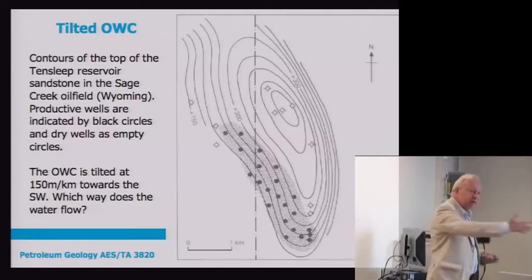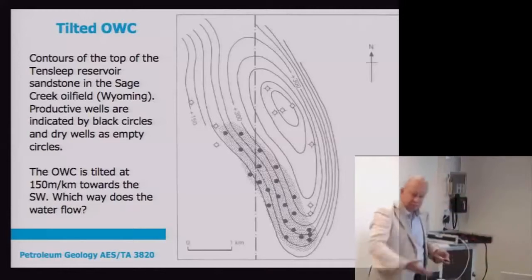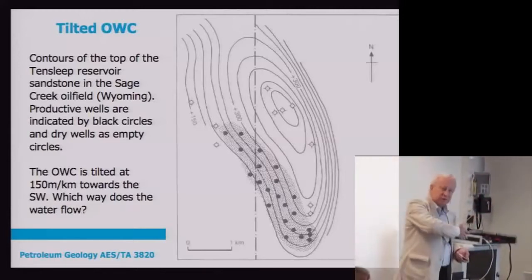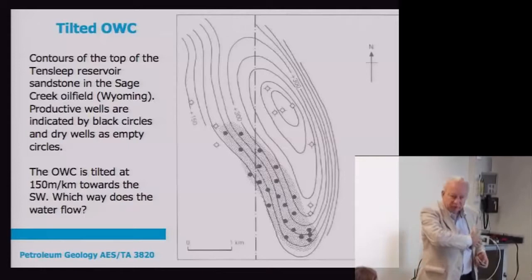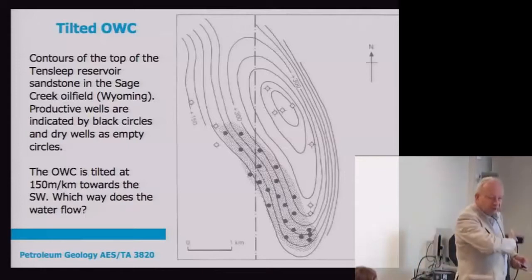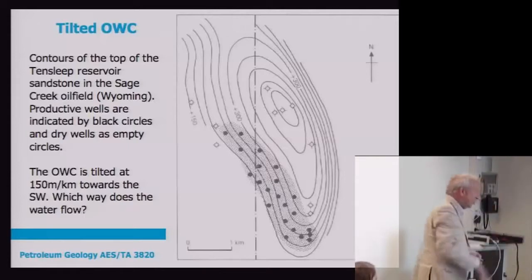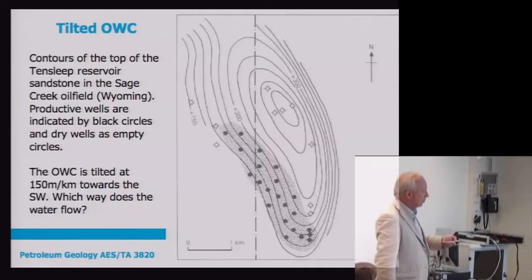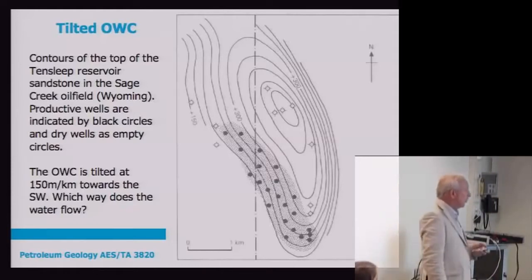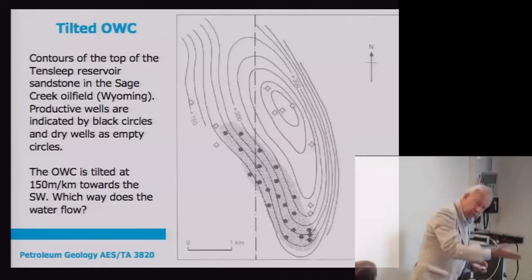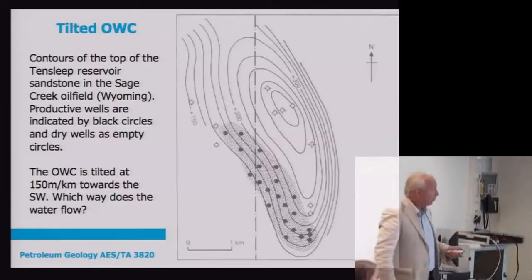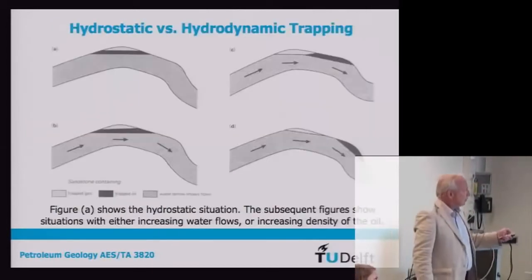It's all the way down on the flank. Right, and that's, of course, because there is a gradient. Which way does the pressure gradient go? From? Upper right to lower left. Yes, so that's this way here. Right, that's the way the pressure gradient goes. Very strong tilt, 150 meters per kilometer. It's the oil-water contact. So it's an extremely steep oil-water contact. Typically, they're horizontal. See, they're horizontal here. Well, here, it's tilted at 150 meters per kilometer.